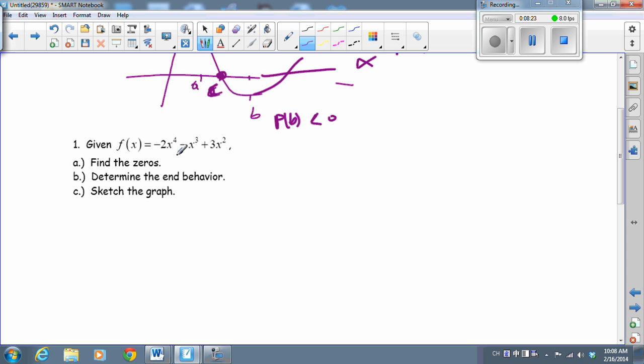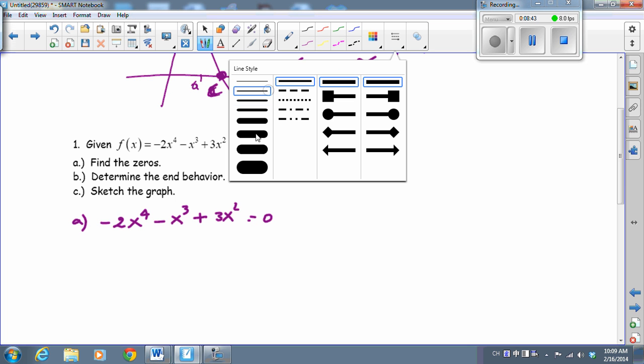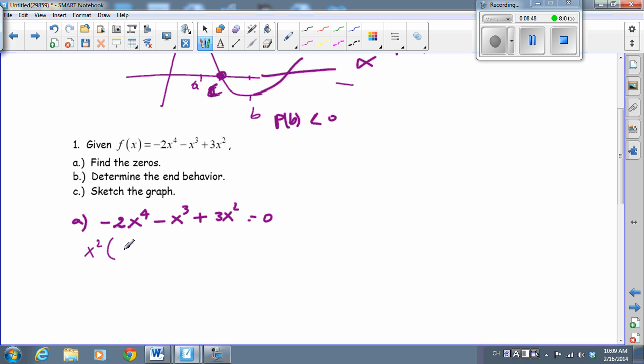Alright, given f of x equal negative 2x to the power 4 minus 3x cubed plus 3x squared, find the zeros. To find the zeros, I would go ahead and set it equal to 0. So meaning negative 2x to the power 4 minus x cubed plus 3x squared is equal to 0. From here, I will factor in x squared to say x squared times negative 2x squared minus x plus 3 is equal to 0.